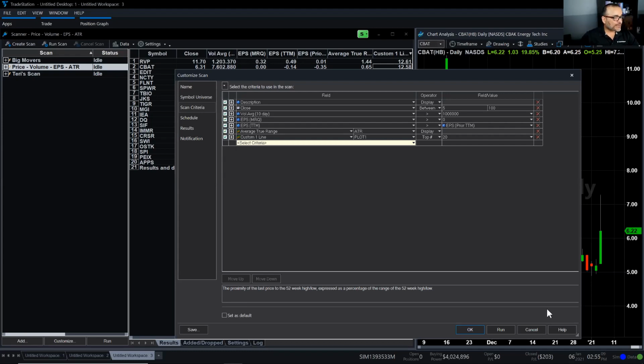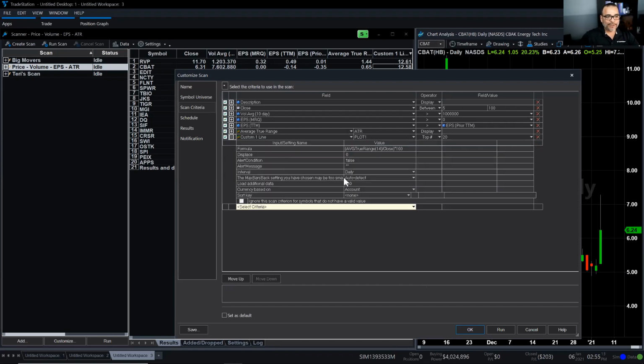Is the scanner possible with different time frames? Yes. If I open up these studies, notice that I have the interval of daily, but I can go here to the drop-down and select any intraday interval if I want to do that.